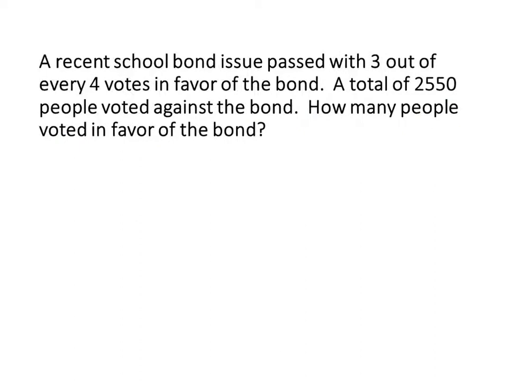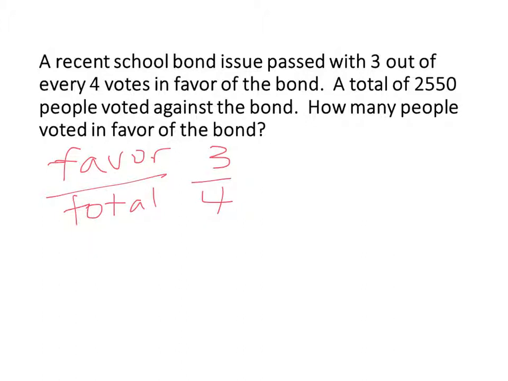Next example. A recent school bond issue passed with 3 out of every 4 votes in favor of the bond. A total of 2,550 people voted against the bond. How many people voted in favor of the bond? All right. So you have the people in favor over the total number. That was a rate of 3 out of 4. We had 2,550 against, so we want to know how many people voted for it.